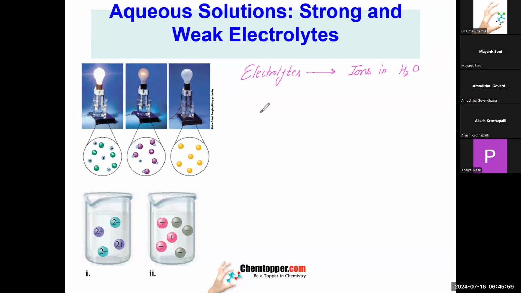But then these electrolytes are divided into two categories. First, understand: all acids, all bases, and all ionic solids, all ionic compounds, are electrolytes. When you put them into water, they dissociate to give ions, right? But then they are further divided into two categories.